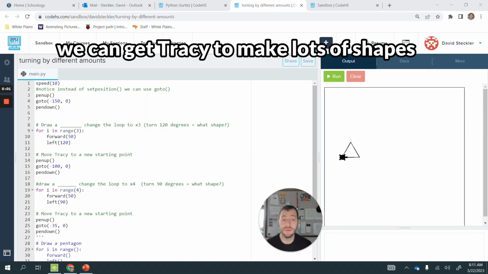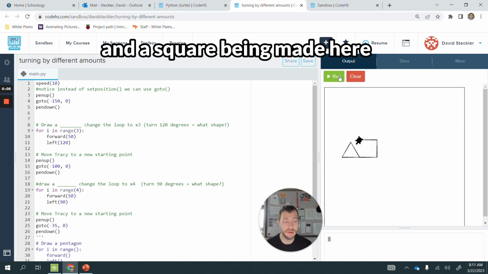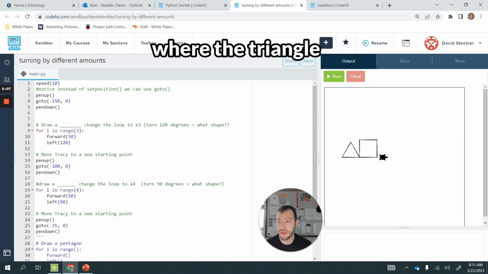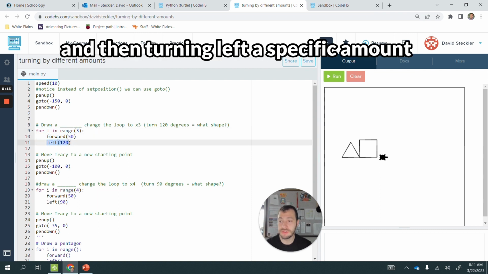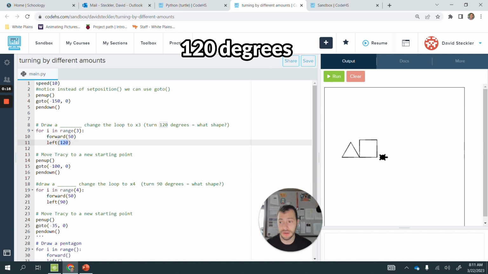To focus on turning, we can get Tracy to make lots of shapes. We can see a triangle and a square being made here, where the triangle, starting on line number 9, we're repeating 3 times, going forward, and then turning left a specific amount, 120 degrees.